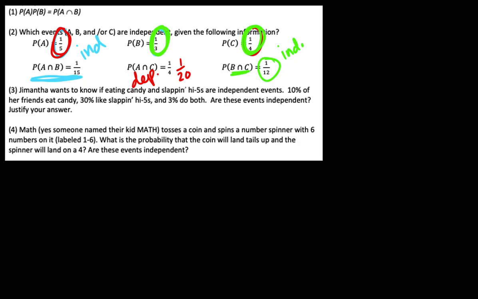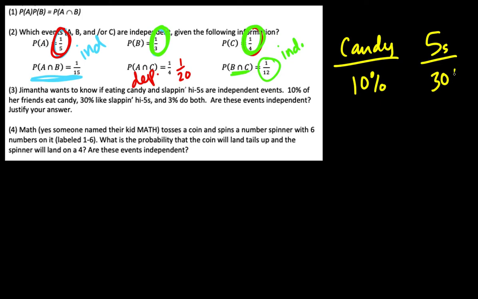Okay? Now we're going to look at a story problem. This one says, Jamantha wants to know if eating candy and slapping high fives are independent events. 10% of her friends eat candy. So we're going to say candy, 10%. And then we'll just say fives is 30%. And then both is 3%.